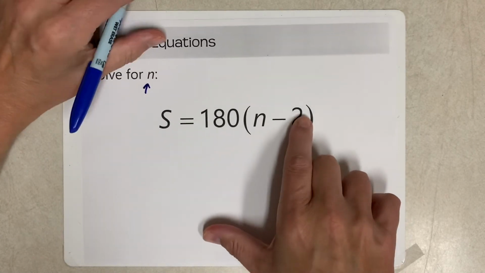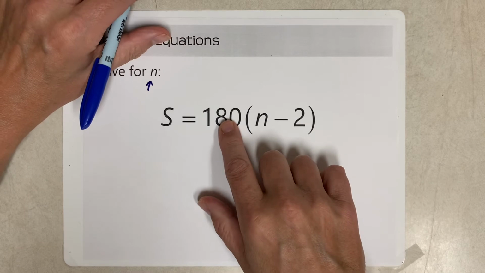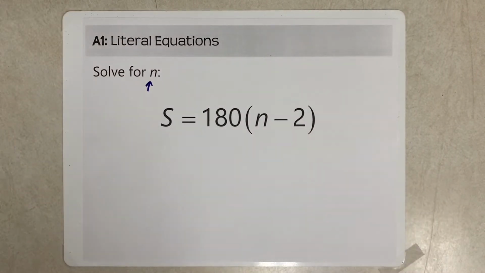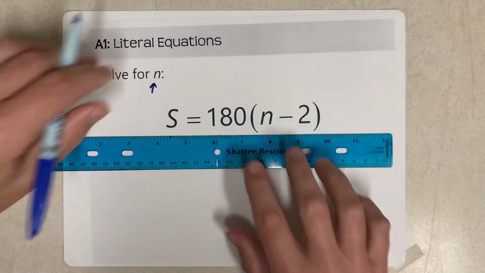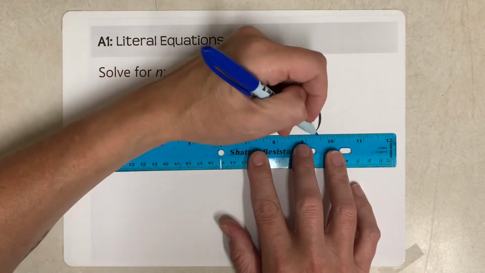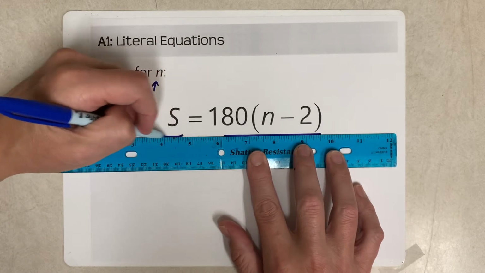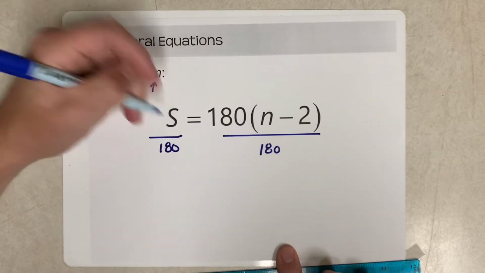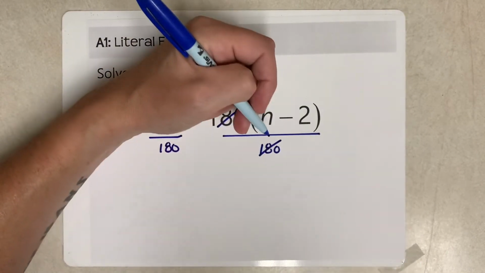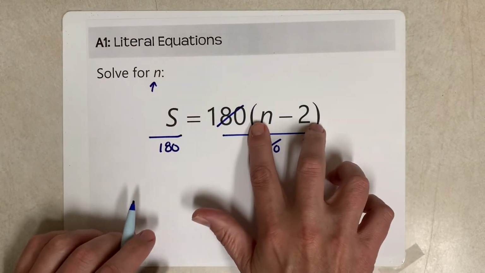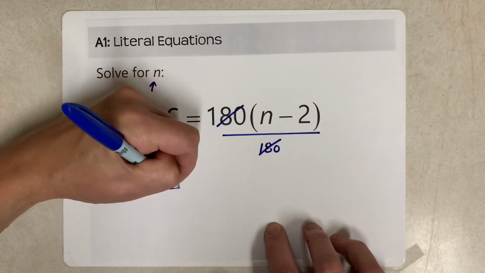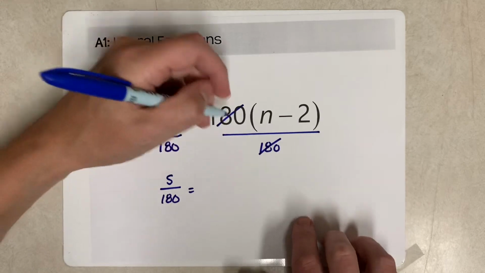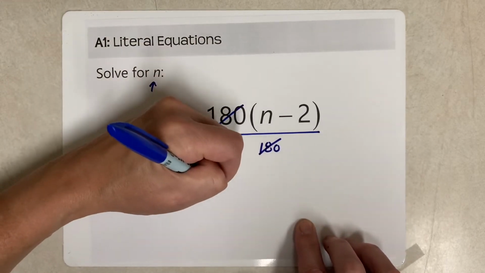But before we can really do that, we need to get rid of the 180. You could distribute it if you want to. I would really prefer, though, instead of distributing, to divide both sides by 180 to get rid of it. So I'm going to take both sides and divide by 180. Okay, when I get rid of that 180 like that, it's going to unlock the parentheses. So I have s over 180 equals, it unlocks the parentheses because there's now nothing in front, n minus 2.